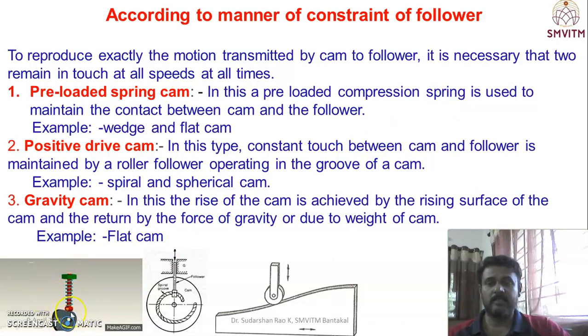Like this, in this figure, in this simulation you can see there is a compression spring to maintain the contact between the cam and the follower. Positive drive cam. In this type, constant touch between the cam and the follower is maintained by a roller follower operating in the groove of a cam. That is like this in the spiral cam or the spherical cam. Yes, there is a groove and the follower will follow the groove.